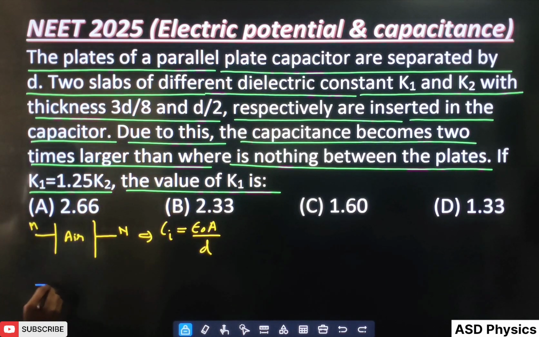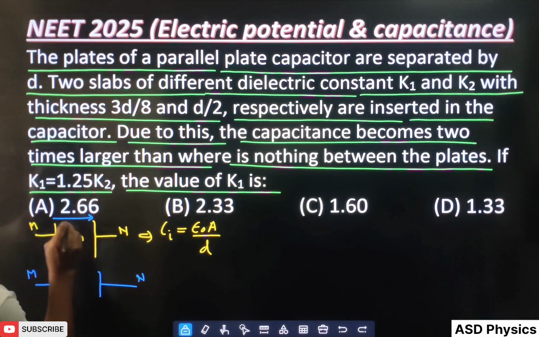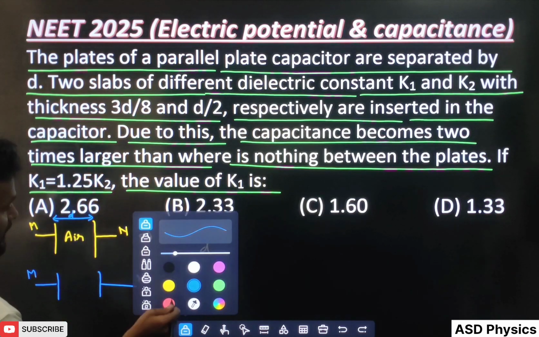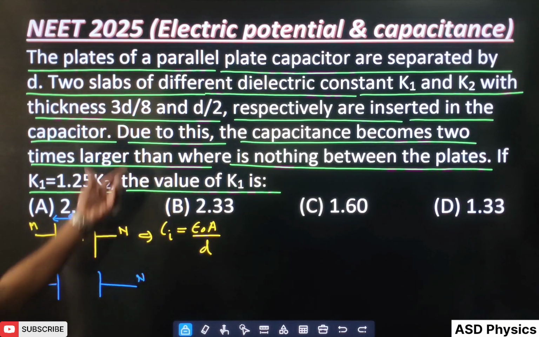After that, what will happen? Here this capacitor is there, with terminals M and N, and the separation between them is D. Now they are putting the dielectric. One dielectric of thickness 3D by 8 and another one of D by 2.